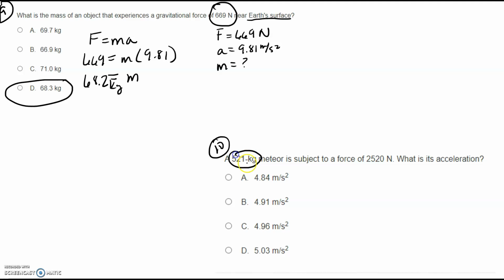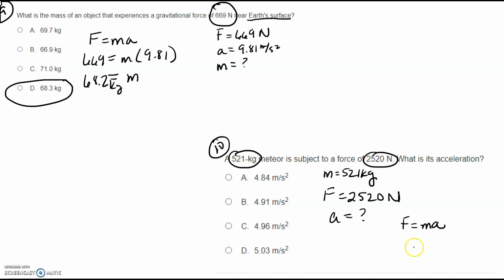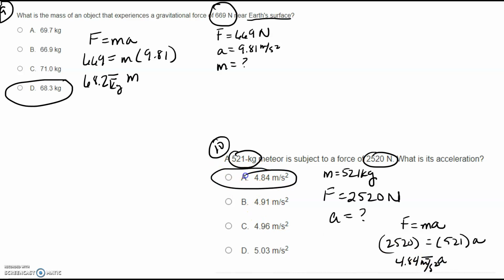All right, 10. I have a mass of 521 kilograms, is subject to a force of 2,520 newtons. What is the acceleration? Again, we're going to use that F equals ma and just solve for acceleration. 2520 is equal to 521 times acceleration. Acceleration is going to be 4.84 meters per second squared, which is right here.